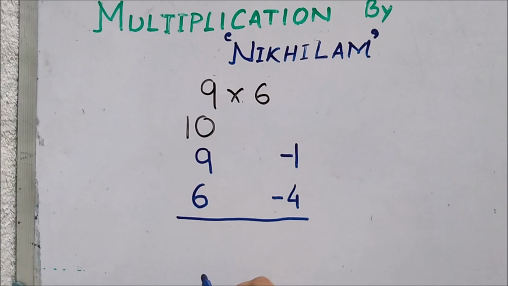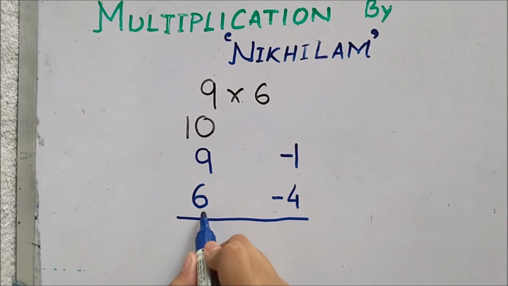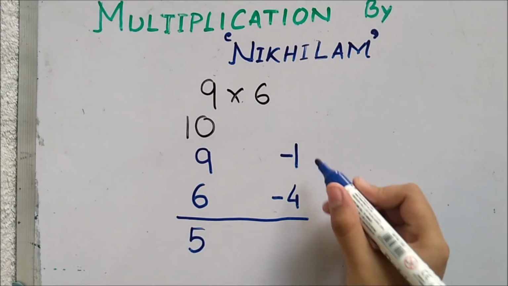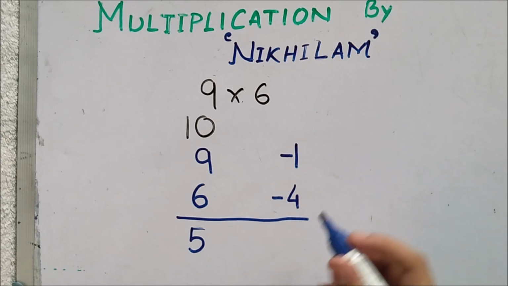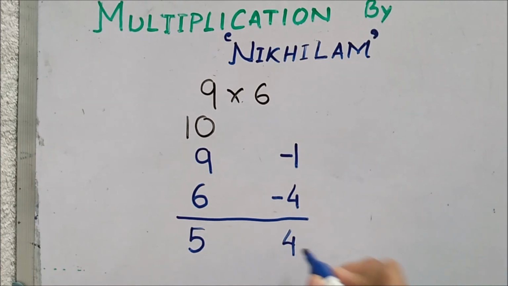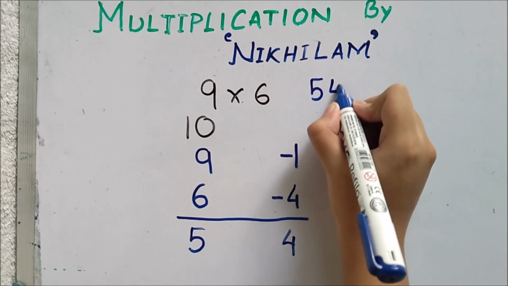So our third step will be, we will subtract 4 from 9 or minus 1 from 6. For both the answer will come as 5, and 4 into 1, since both are negative, minus 4 into minus 1, it is 4. So our answer is 54.